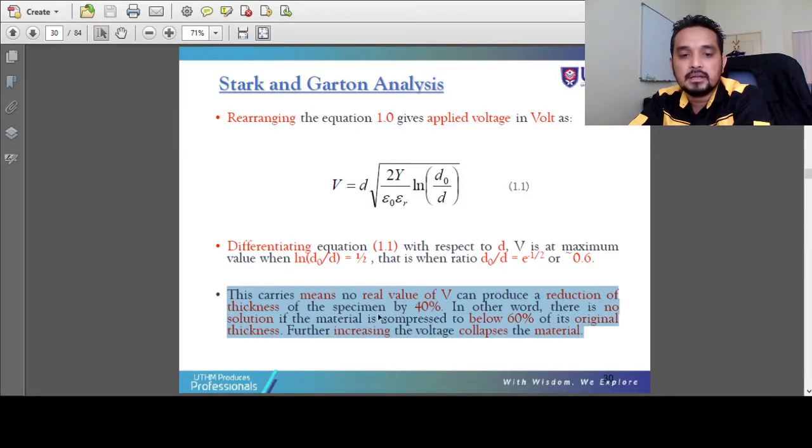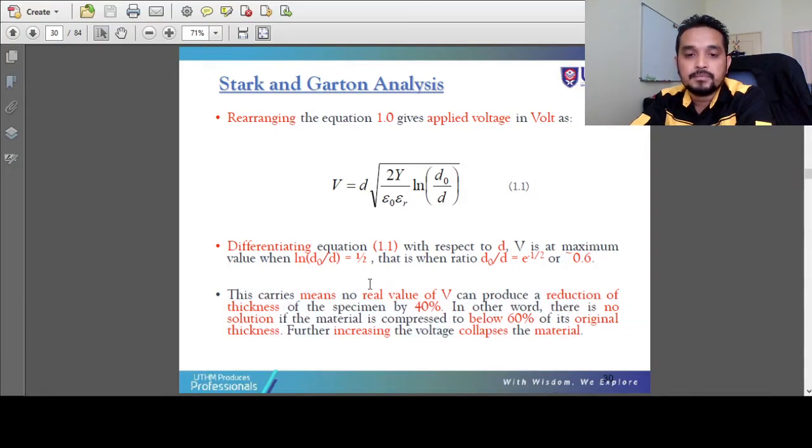The reduction of thickness of the specimen is by 40%. In other words, there is no solution if the material is compressed below 60% of the original thickness. Further compression will increase the voltage and lead to collapse of the material. If we differentiate this equation with respect to D, the value ln D naught over D will become 1 over 2. In fact, this is equivalent to 0.6, about 60%.